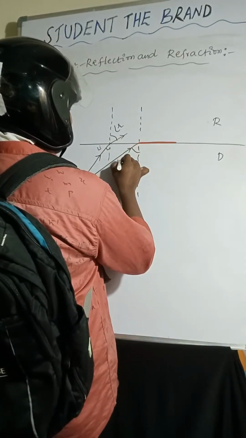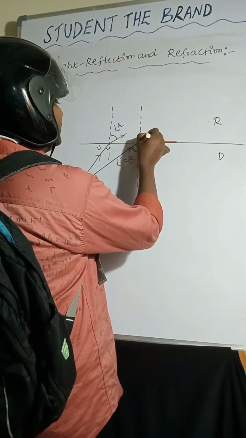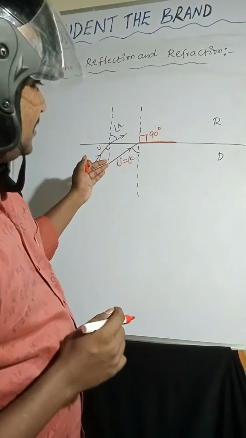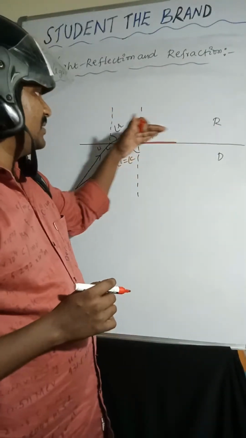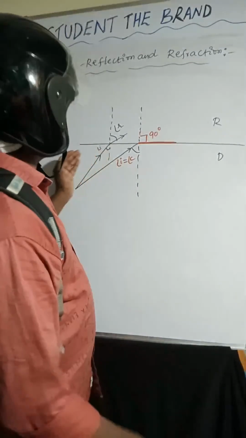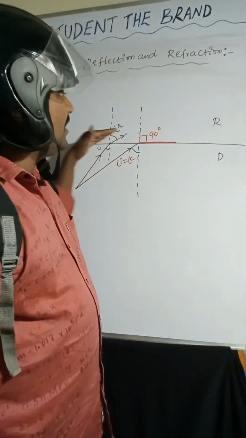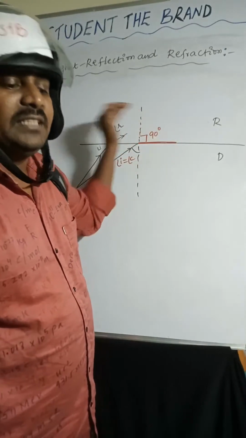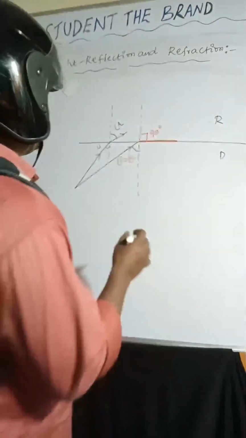So this is called critical angle. Or it makes 90 degrees with the normal line. The angle at which the refracted ray passes or gauges along the surface, that angle is called critical angle. Critical angle, very, very important.